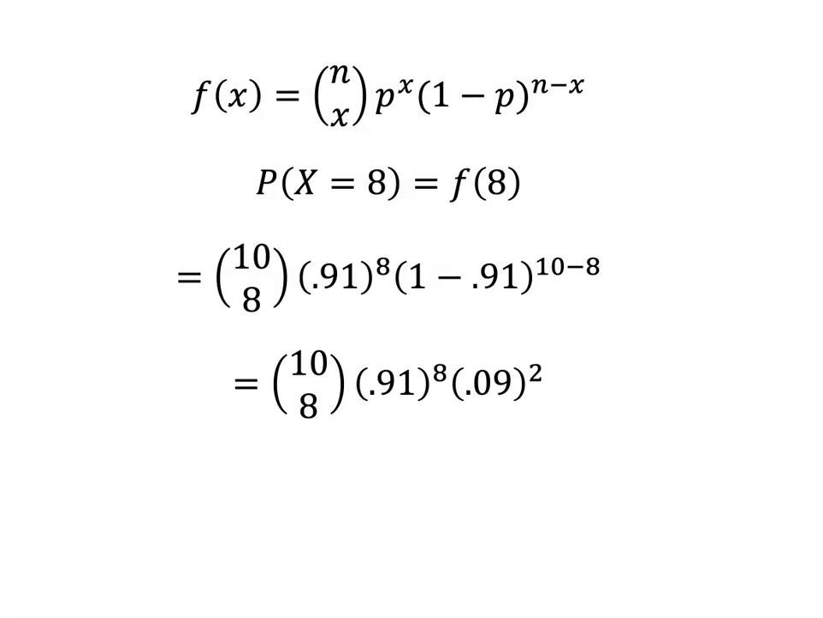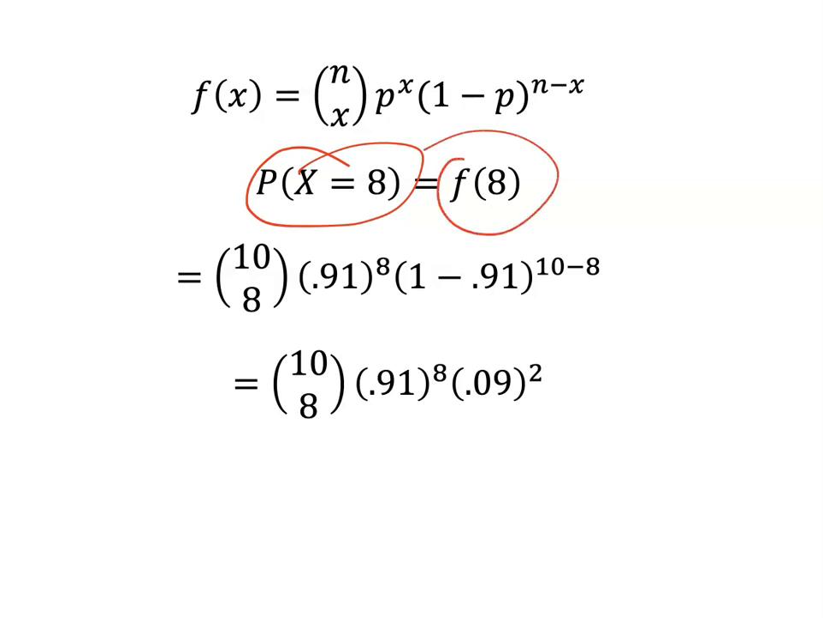Wow, that's hairy. How are you ever going to remember all this? Oh, you'll be fine. So again, f of x, that's the probability that x takes on a particular value. It's n choose x times p to the x times 1 minus p to the n minus x. We want to know the probability that x equals 8. In other words, the probability that Stephen Curry makes 8 free throws, that is, f of 8.